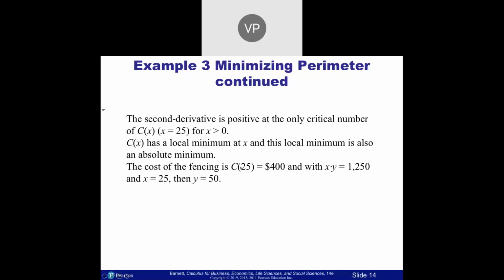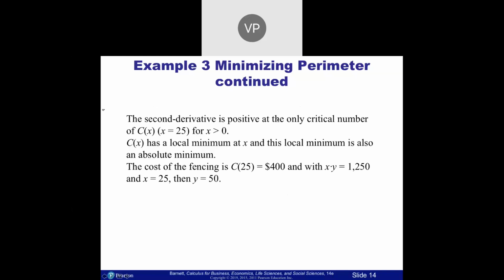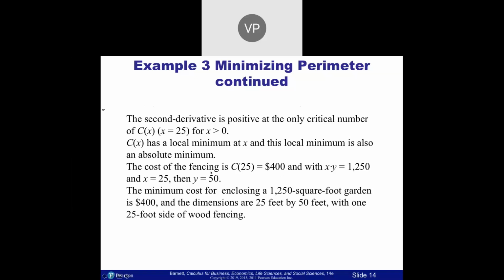Okay, so you can plug that into the cost function, this one right here, the top. You plug in 25 to this, and that's where they got the cost of $400. All right, you take the area equation. Since you know the x is 25, you solve for y, and you get y is 50. That's how you know the dimensions of your fence.